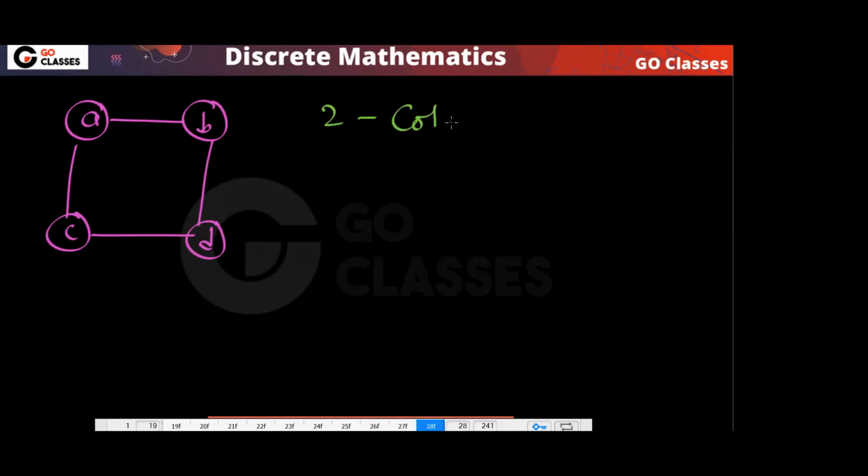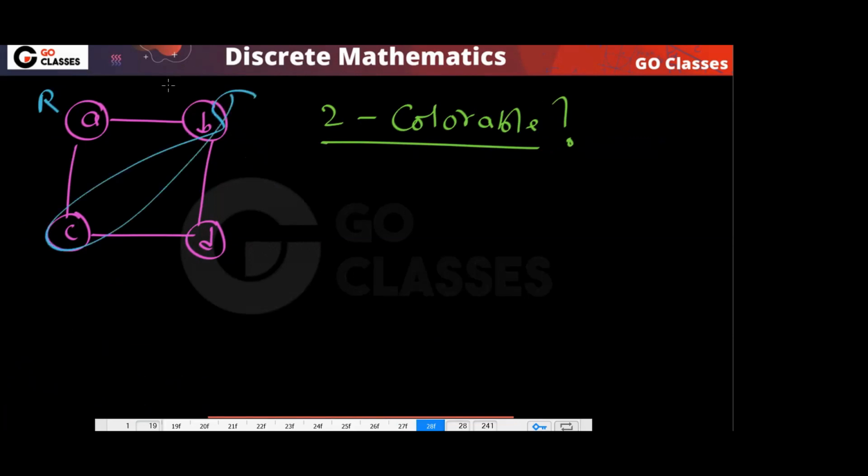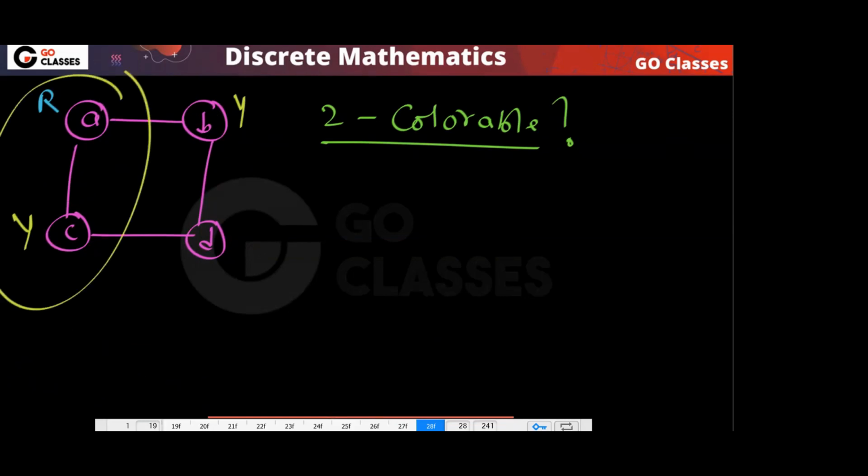Now, is this graph two colorable? Can I color this graph using two colors only? At most two colors. Yes, because if I use red color here, now I cannot use red color here and here. So let me use yellow color here. Now I can reuse yellow here, because this is red, so adjacent vertices have different color. And here I cannot use yellow, but I can use red. So this is the idea. So is this two colorable?